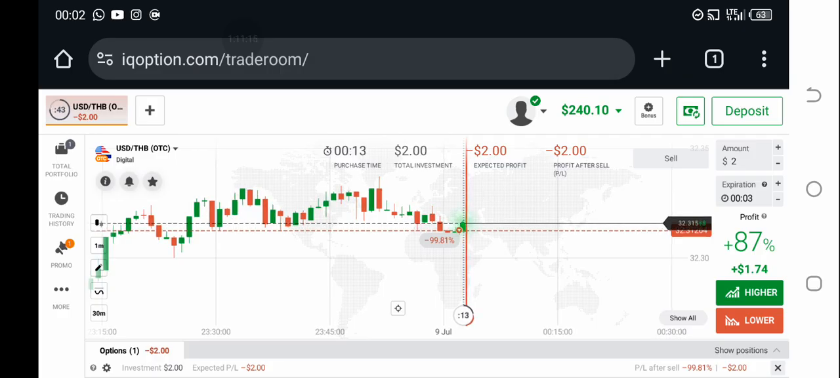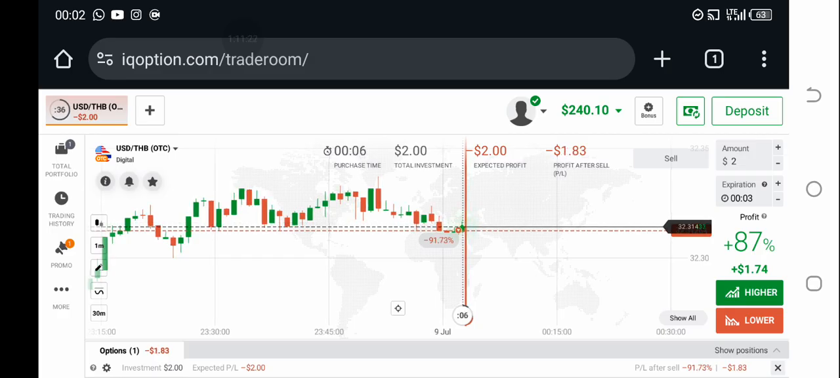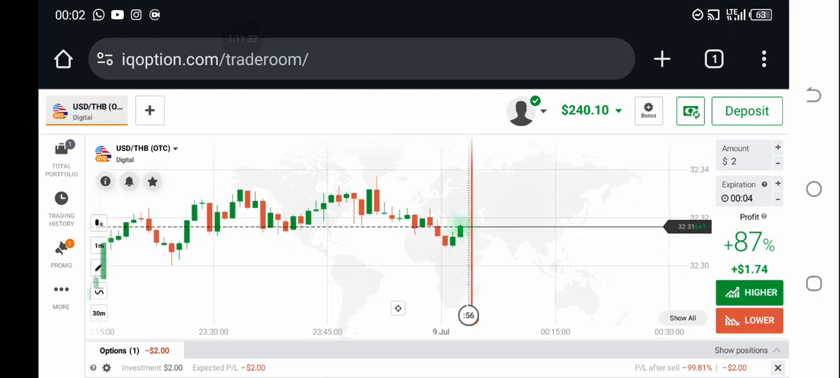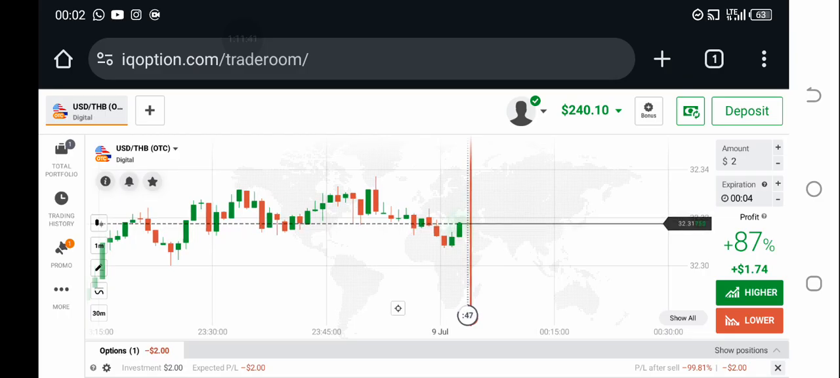Now taking sequential trades like this is very bad. Like very bad. There's no way you will get a good result if you are taking trades like this. You cannot get a good result. So you can see this trade is also a loss, but I'm not going to close the session in loss. I'm going to close it in profit.